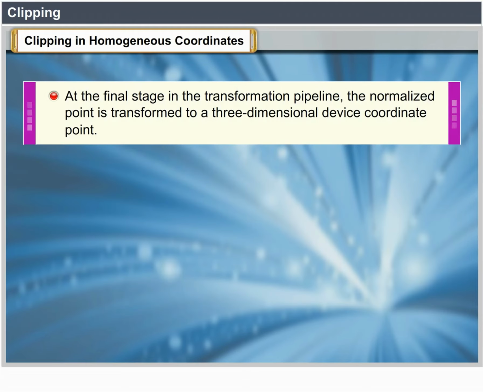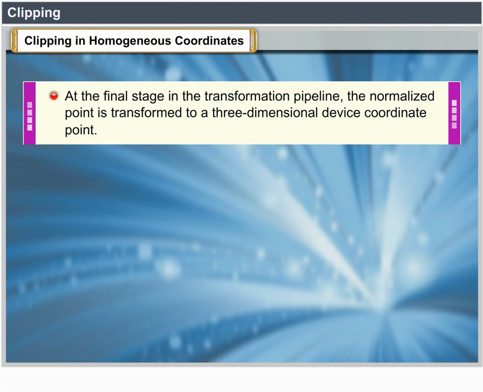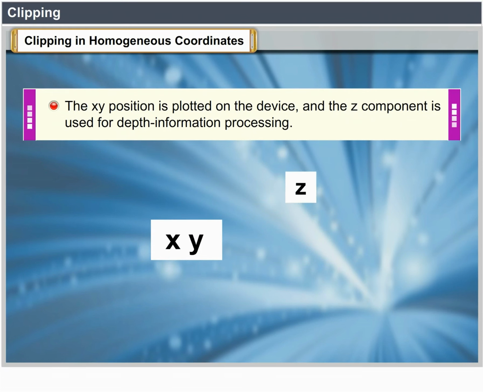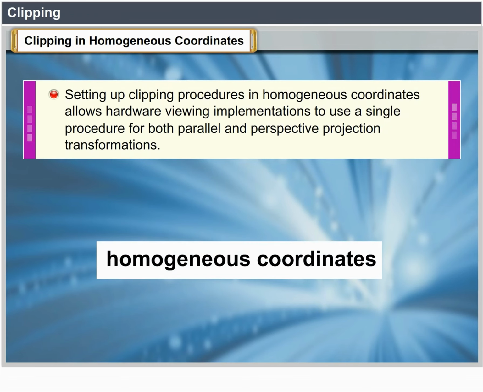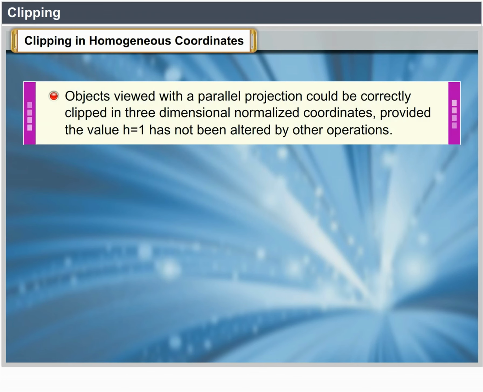At the final stage in the transformation pipeline, the normalized point is transformed to a three-dimensional device coordinate point. The xy position is plotted on the device and the z component is used for depth information processing. Setting up clipping procedures in homogeneous coordinates allows hardware viewing implementations to use a single procedure for both parallel and perspective projection transformations. Objects viewed with a parallel projection could be correctly clipped in three-dimensional normalized coordinates, provided the value h equals 1 has not been altered by other operations.